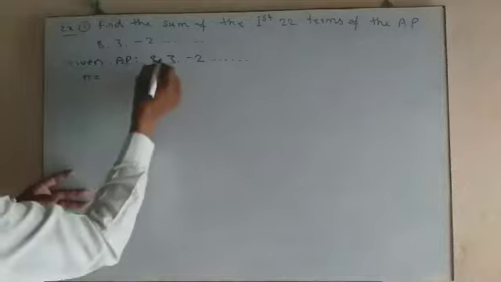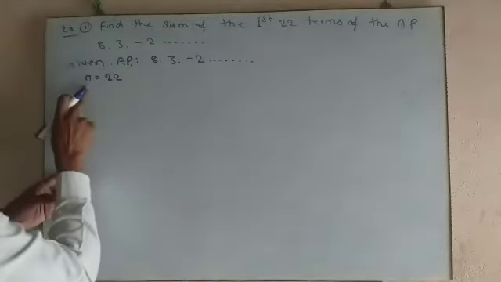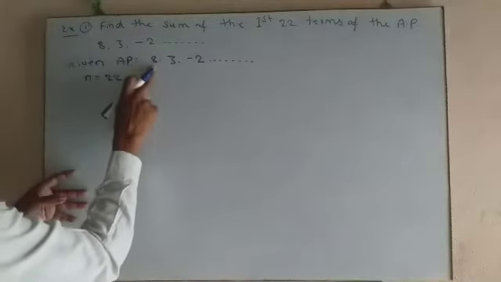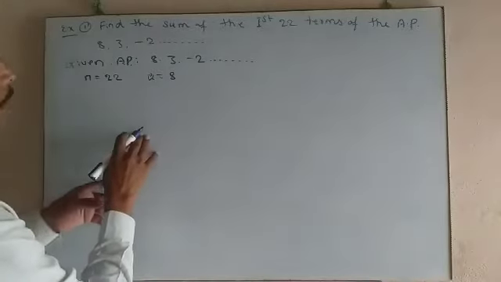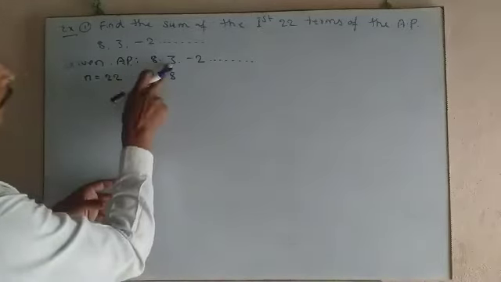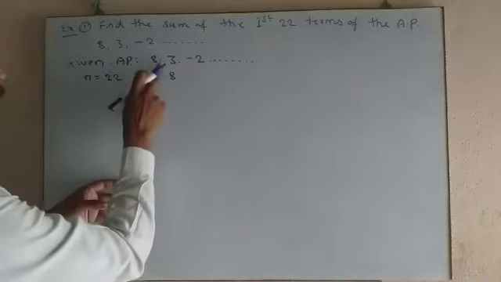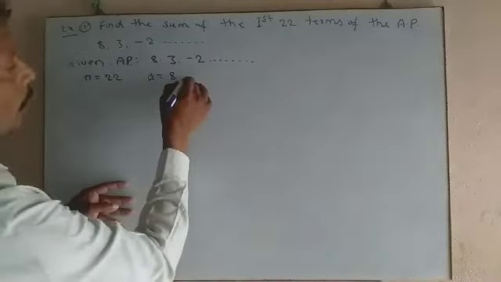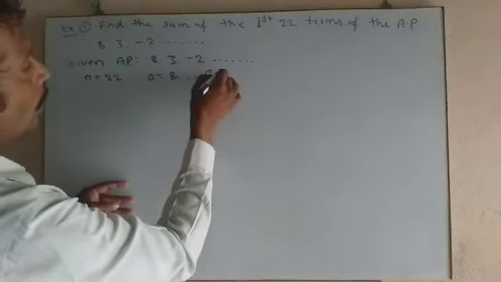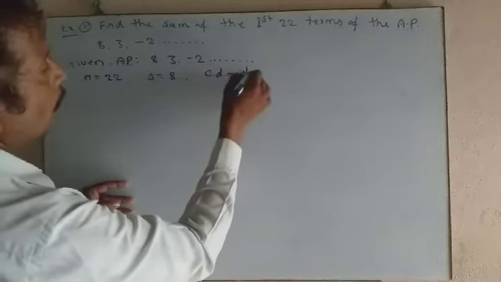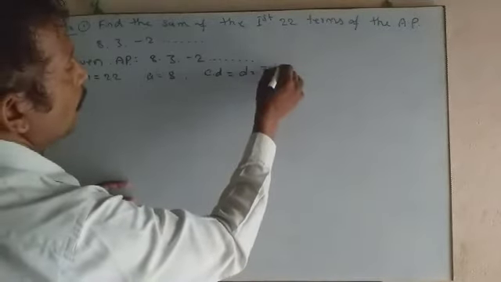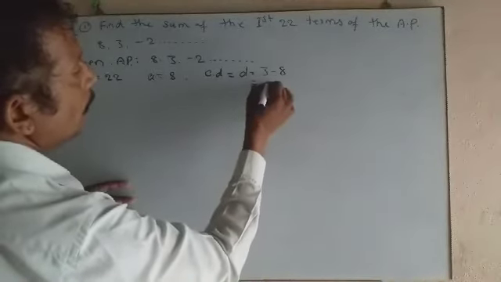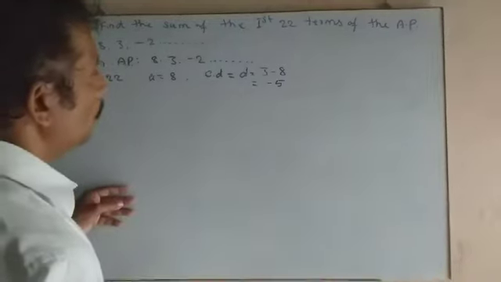n is equal to 22, the number of terms. a is the first term, it is 8. a1 is 8, a2 is 3. a2 minus a1 gives the common difference. Common difference d is equal to a2 minus a1, 3 minus 8, which is minus 5.